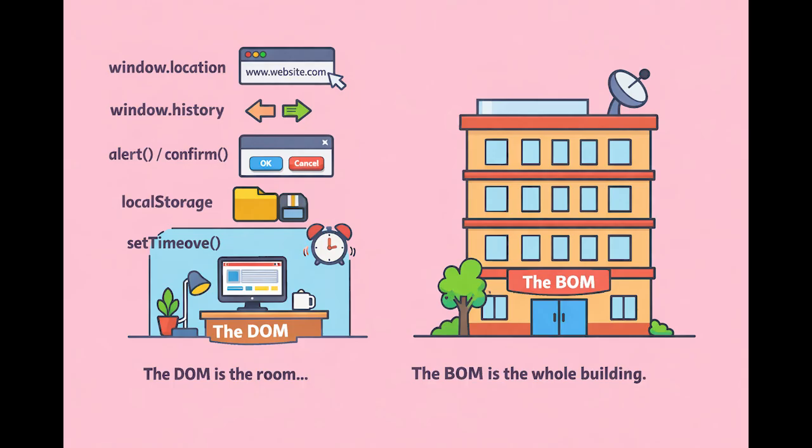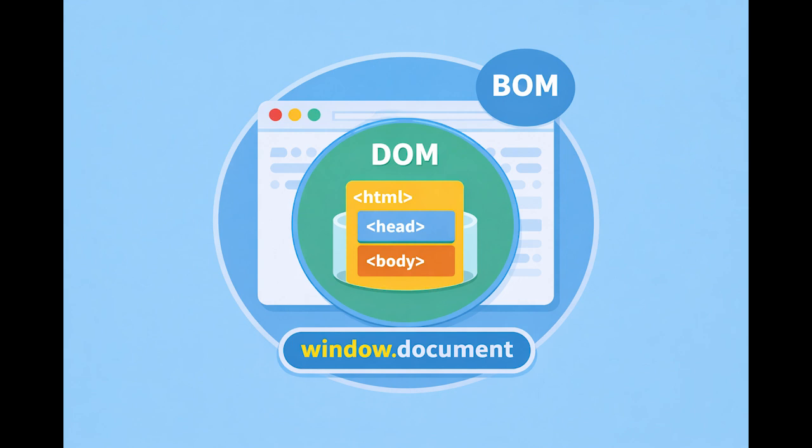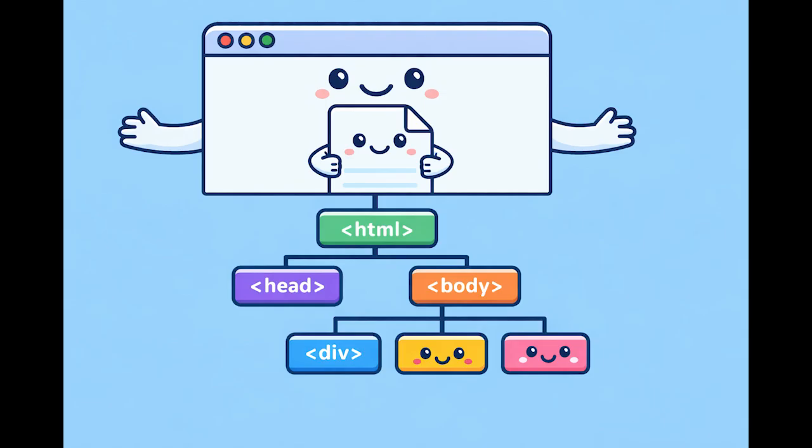So things like these are BOM-ish: window.location, window.history, alert, confirm, or prompt, localStorage, setTimeout. It's like the DOM is the room you're in and the BOM is the whole building. Here's the neat part. In the browser, the DOM lives inside the BOM because document is available as window.document. So when you hear window is the top-level object, that's what people mean. You're in the window universe, and inside it, you've got document, and inside that, the full DOM tree.